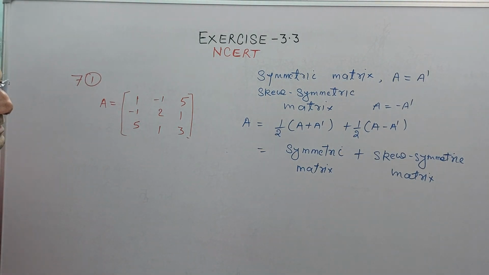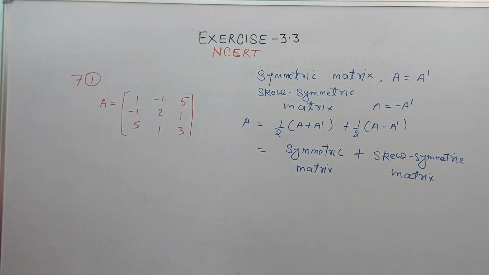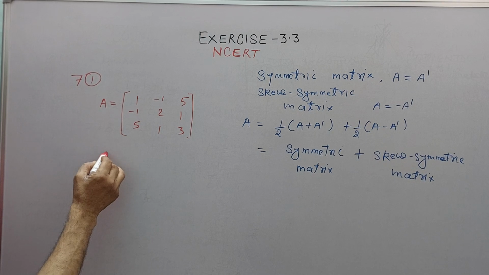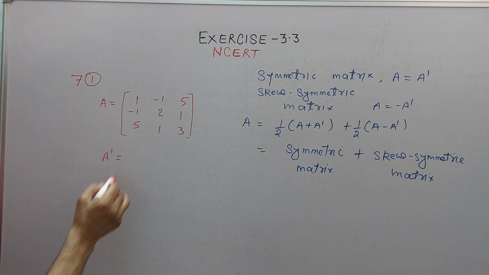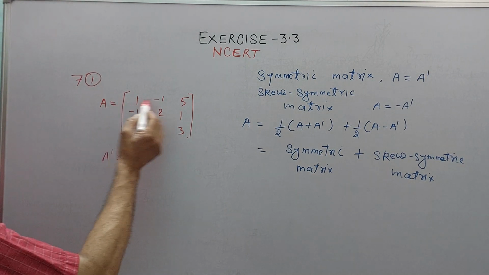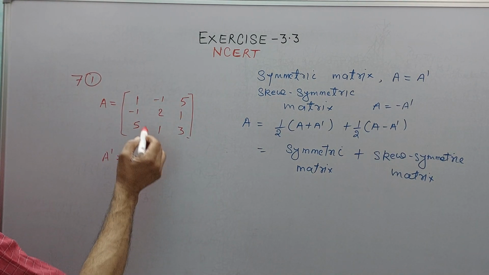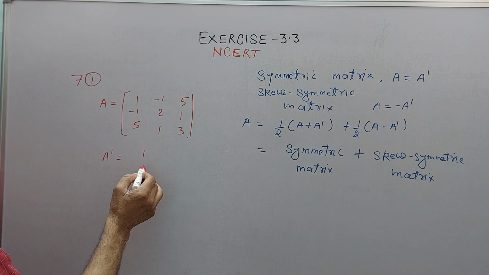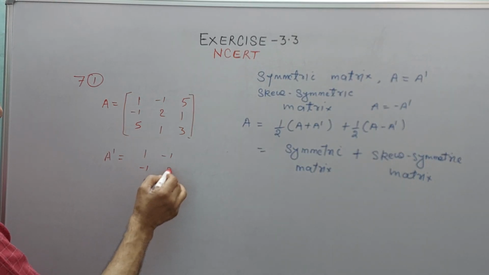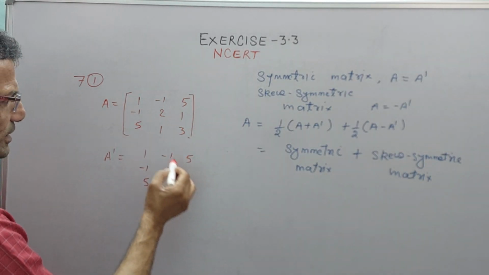For finding whether it is symmetric or not, we have to find the value of the transpose of A. For the transpose of A, we have to interchange columns to rows and rows to columns. The first row will be our first column: 1, minus 1 and 5. The second row: minus 1, 2 and 1, and the third row becomes our third column: 5, 1, 3.